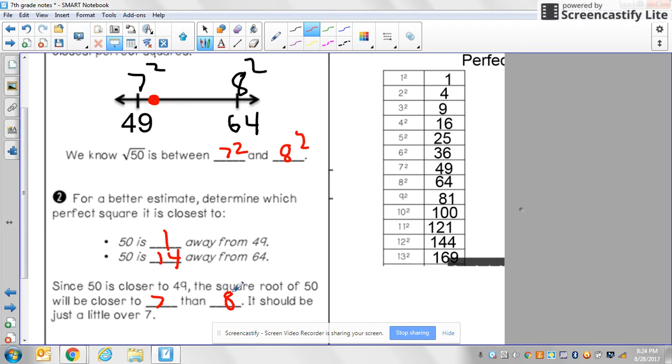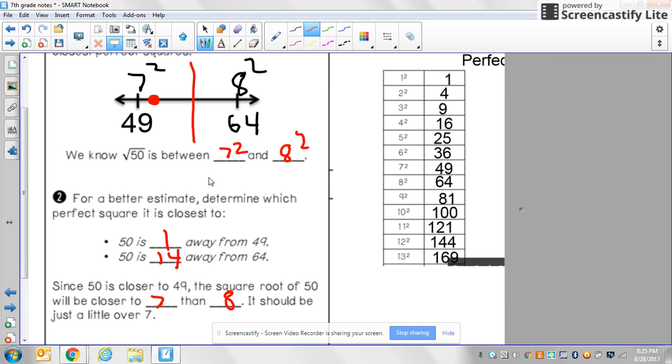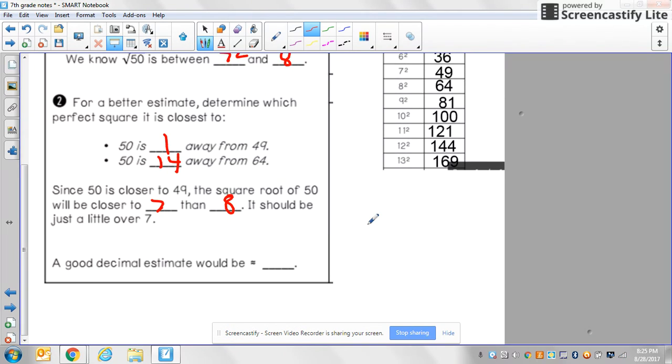Now here's what I need you to do right now. I want you to take a moment and answer this question inside your head. On the top here, we've got 7 squared and 8 squared, and we know this is about the halfway point in between. What I want you to do is pause your video after you answer this question and take a brief guess as to what you think a good decimal estimate would be for the square root of 50. Go ahead and pause for about 2 seconds and write down what you think the estimation would be.